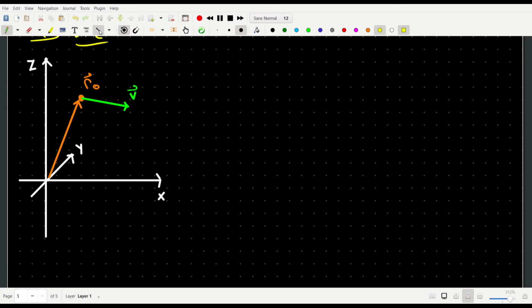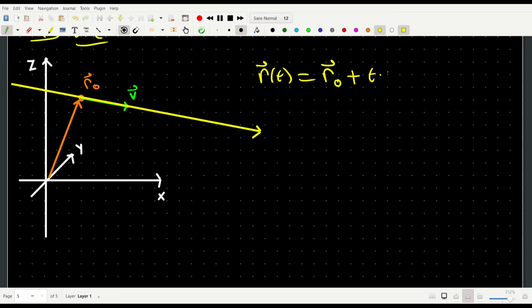The line going through the point r naught is exactly the collection of all points in three-dimensional space that go along the vector v. We know that any multiple of v is going to be a scaled component of v. So we say that r of t, or the parametric equation of the line in 3D space, is going to be the initial starting point of the line, r naught, plus t times v.